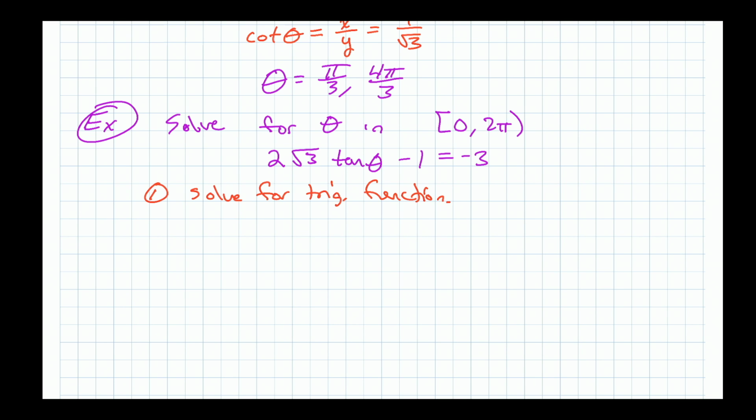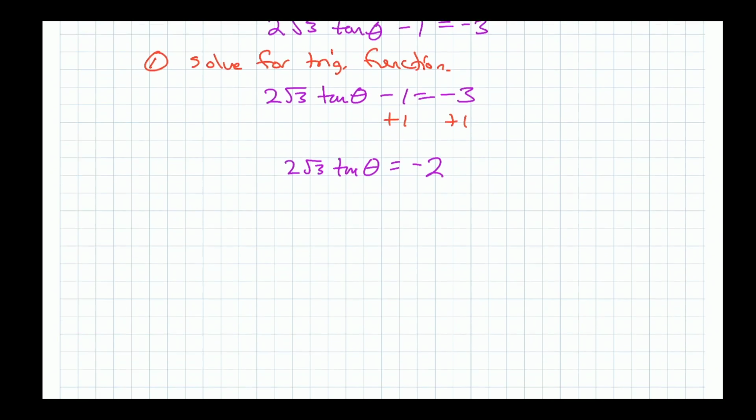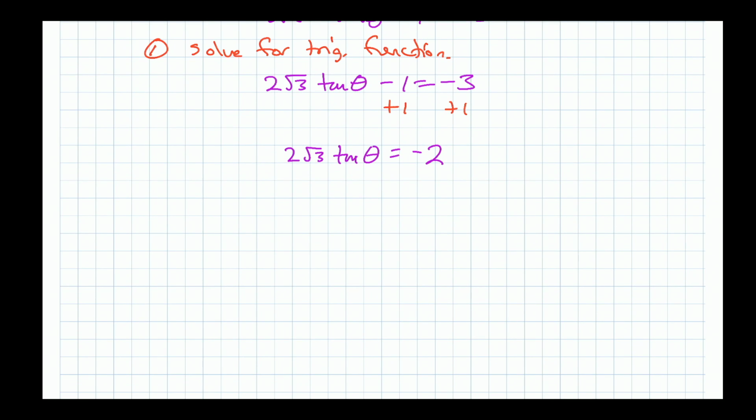Okay, so we're going to solve for the trig function. We've got 2 square root 3 tangent theta minus 1 equals minus 3. So we should add 1, add 1. So we have 2 square root 3 tangent theta equals negative 3 plus 1, which is negative 2. Then we should divide both sides by 2 square root 3.